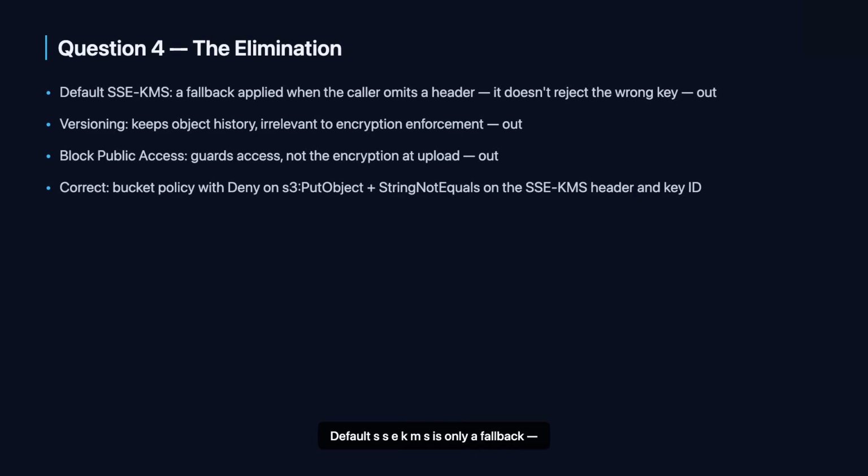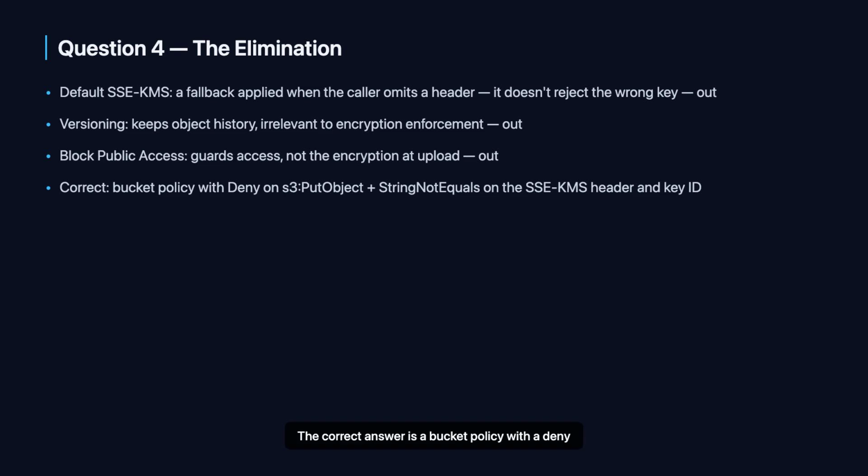Eliminate. Default SSE-KMS is only a fallback. It's applied when the caller omits an encryption header, but it will happily accept an upload encrypted with the wrong key. It doesn't reject anything, so it fails enforcement and it's out. Versioning keeps object history and is irrelevant here, so it's out. Block public access guards who can reach the bucket, not how objects are encrypted at upload, so it's out.